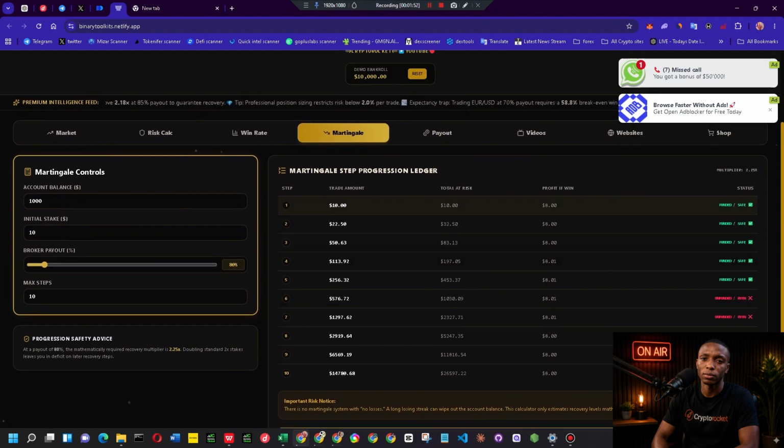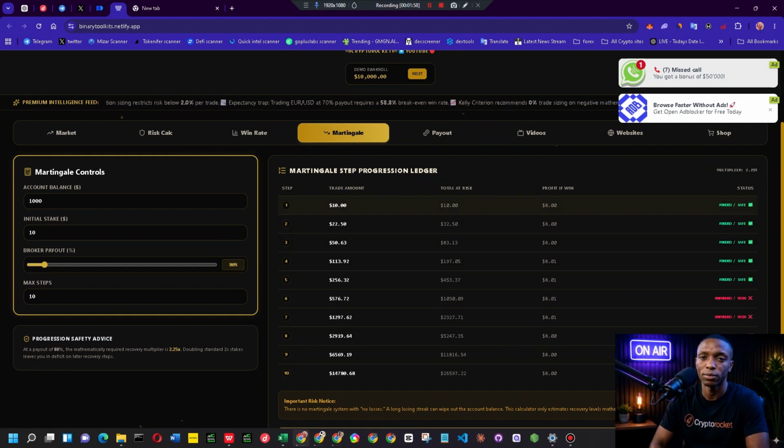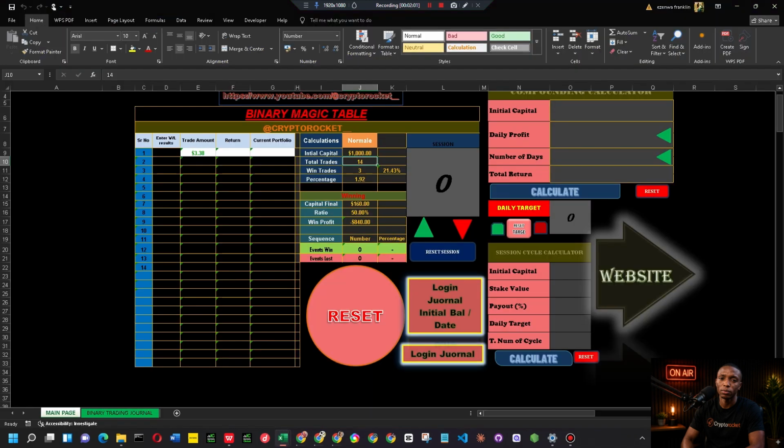In this martingale tool, you can also see the martingale. This is for free. But in this particular magic table, this is not martingale. This is a pure money management sheet. It's not like a martingale system. This is a pure strategy management system.